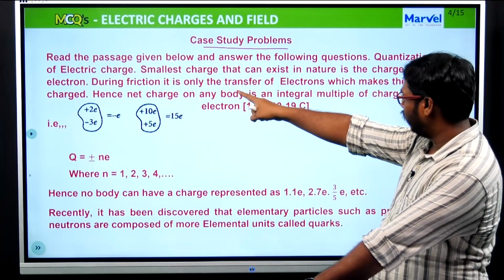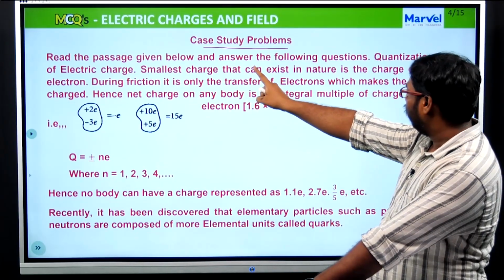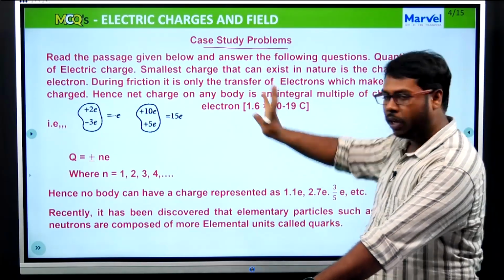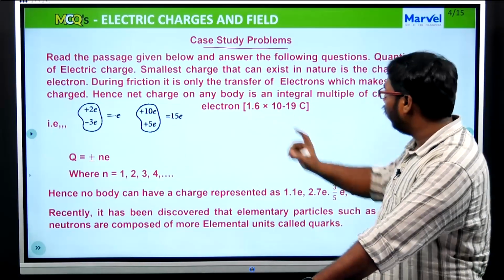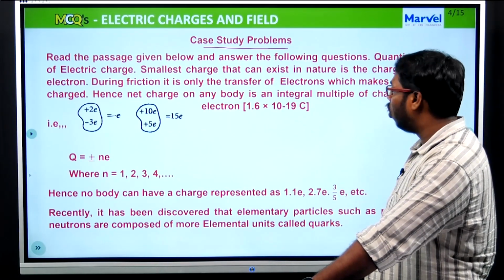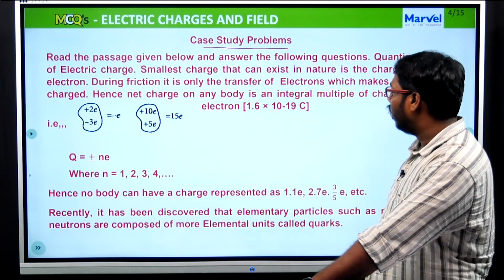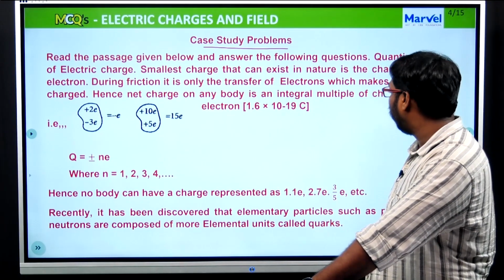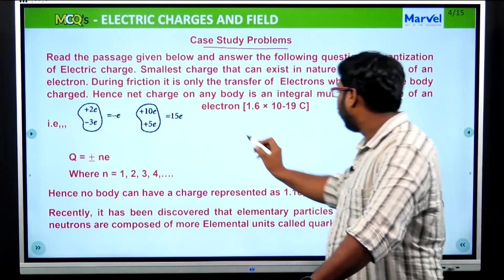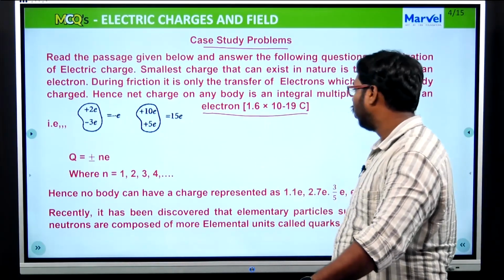Quantization of electric charge. The smallest charge that can exist in nature is the charge of an electron. During friction, it is only a transfer of electrons which makes a body charged. Of course. Hence, the net charge of any body is an integral multiple of the charge of the electron. You see, the charge of the electron is given to you.